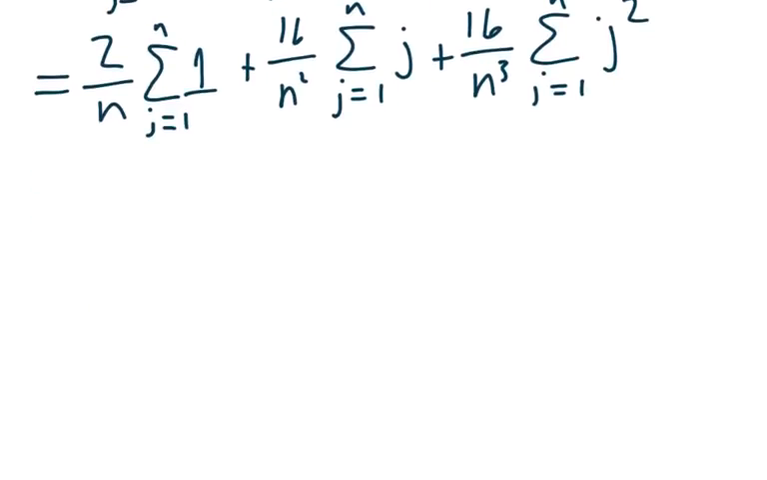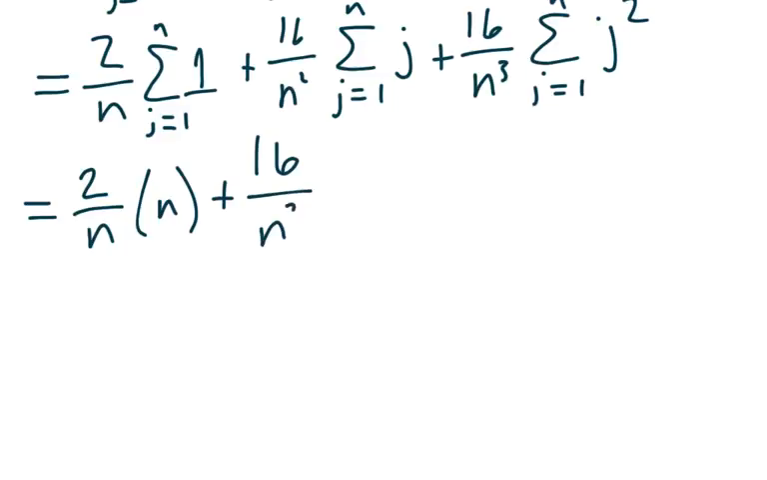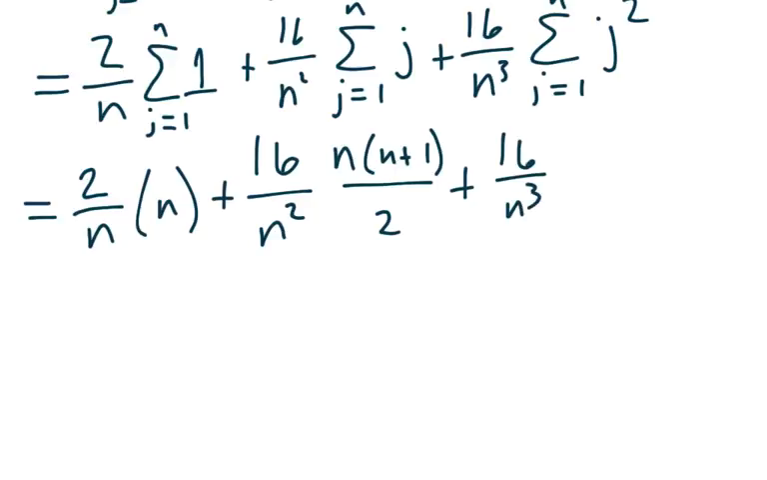Now, we can use the formulas that we've learned to replace these sums with formulas just involving n. The first one's easy. We have 2 over n times the sum as j goes from 1 to n of 1, that's n, plus 16 over n squared times the sum as j goes from 1 to n of j, that's n times n plus 1 over 2, plus 16 over n cubed times the sum as j goes from 1 to n of j squared, and that's n times n plus 1 times 2n plus 1 all over 6.